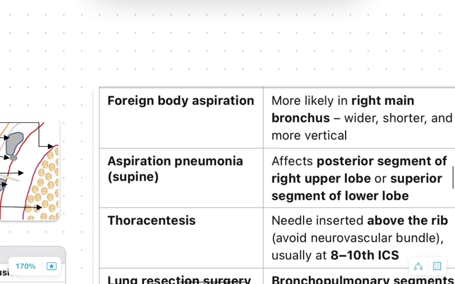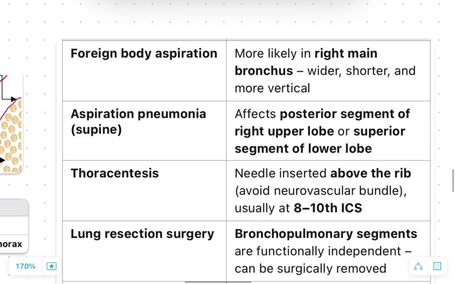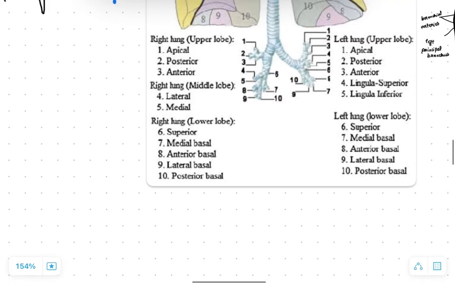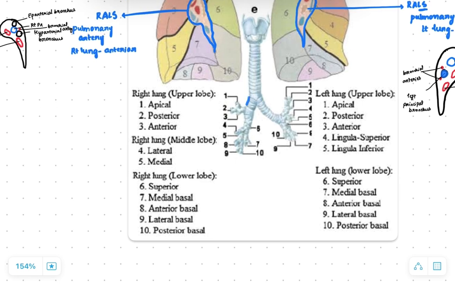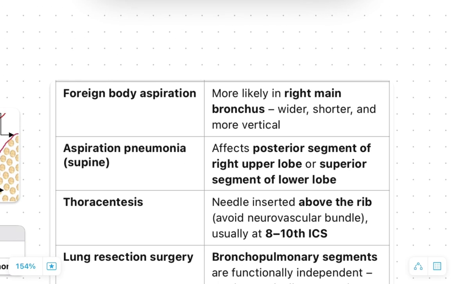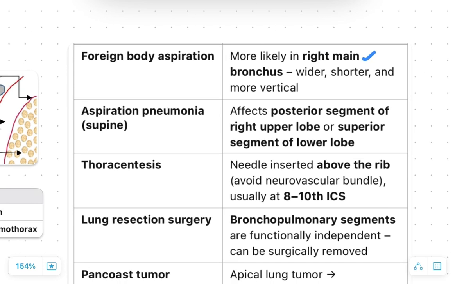So next, coming to the clinical importance of all this clinical anatomy of the lung. First is foreign body aspiration. As we already saw in this picture, after the bifurcation the right main bronchus is more vertical, wider and shorter. So that's why foreign body aspiration is more common in the right main bronchus. Next, aspiration pneumonia. When the patient is supine, it affects the posterior segment of the upper lobe or the superior segment of the lower lobe.